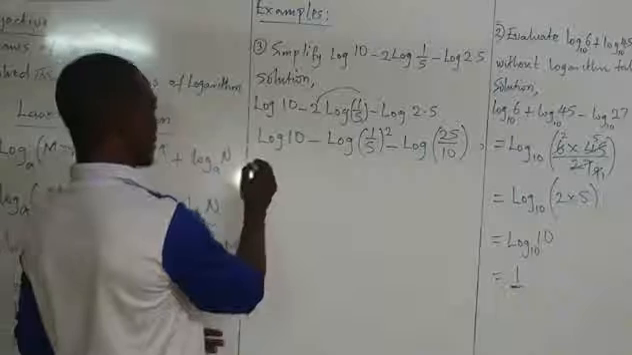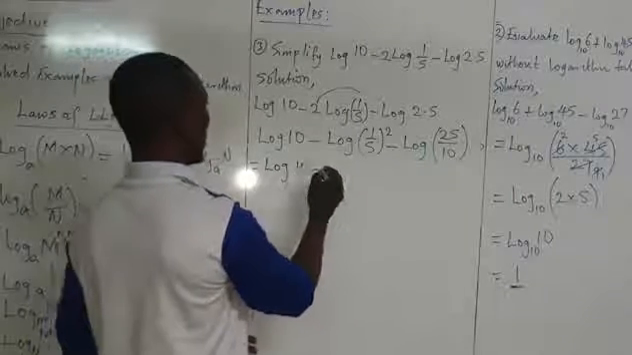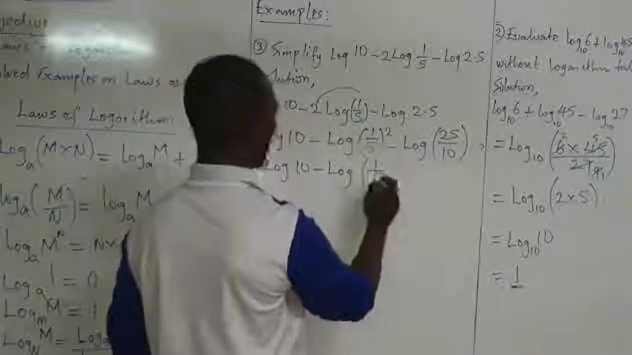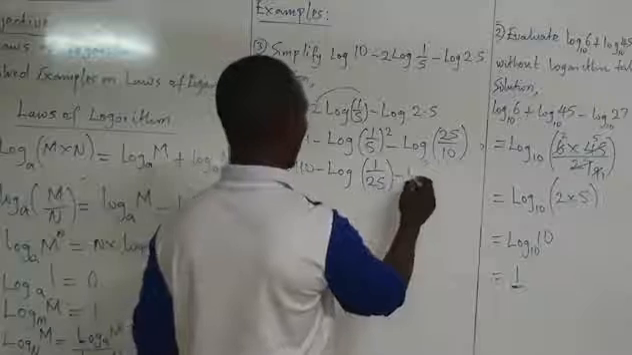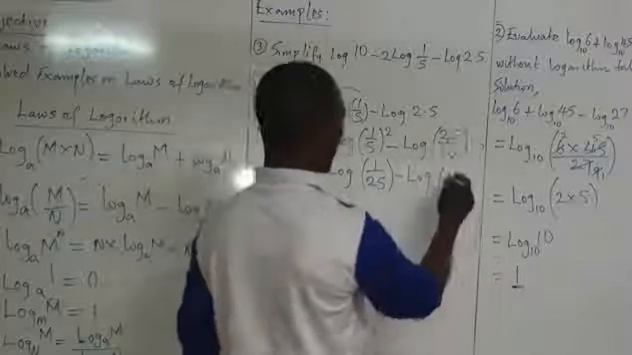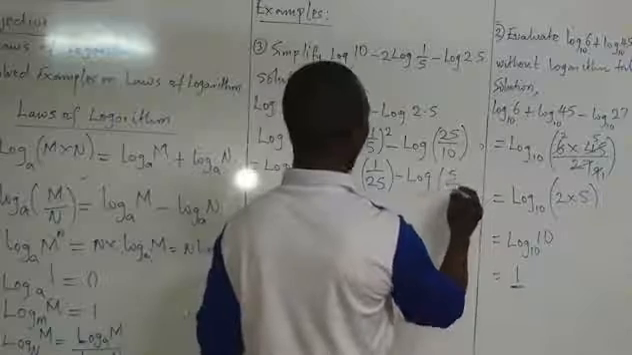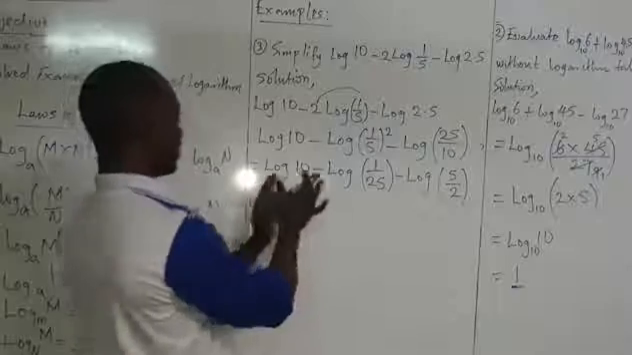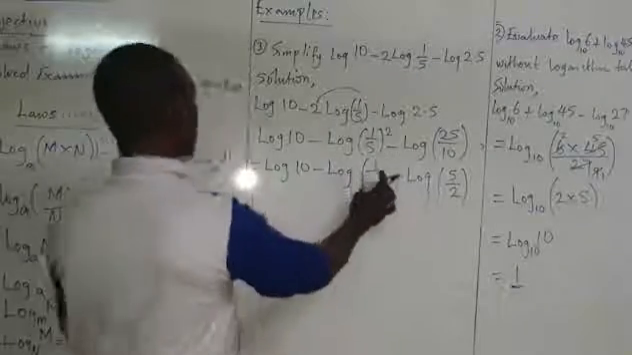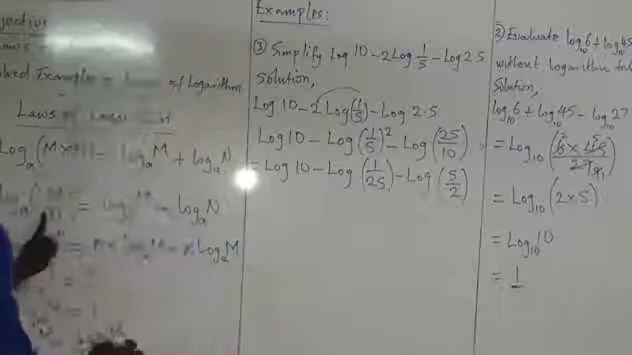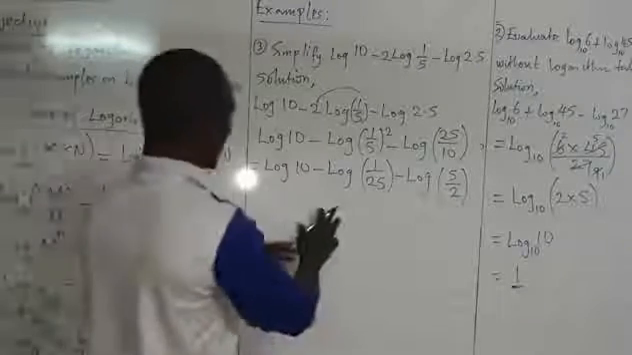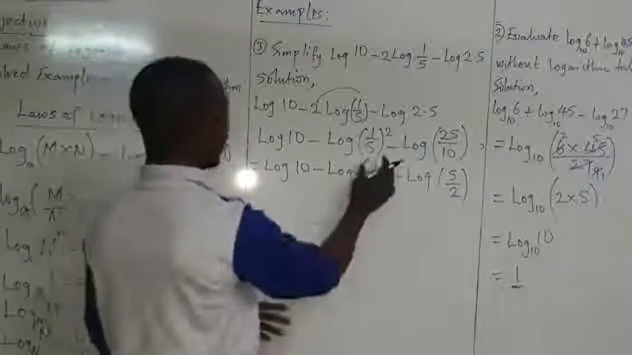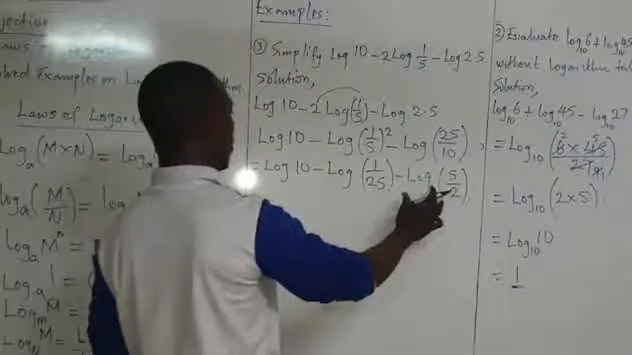So we can simplify further as log 10 minus log 1 square 1 all over 5 square 25. Then minus log, so we can reduce it to the lowest terms, which is 5 over 2. So from here, if you like, you can use the division law of logarithm. That is log m over n. Or if you like, you can just factor out log to base 10 and simplify. So let me use the division law of logarithm.